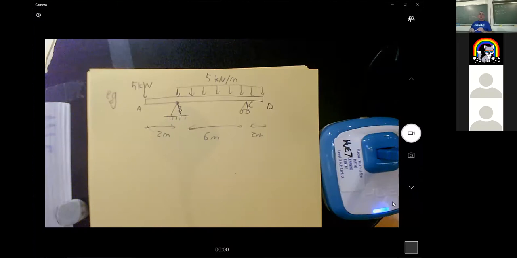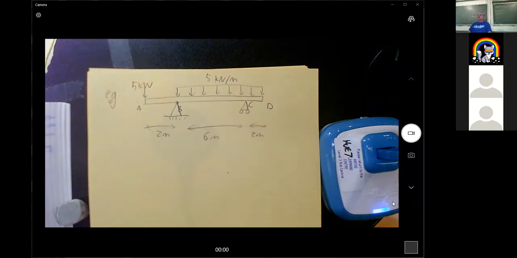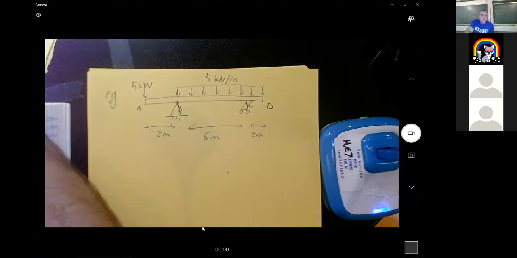So this is the diagram. I think there are lots of ways that we could attack this. Two ways to attack this would be to replace this distributed load with a single load. But I don't think that's the vibe that yours normally do. You normally draw one of these diagrams of the forces going up and down and stuff. But I'm just going to check what the actual questions were.